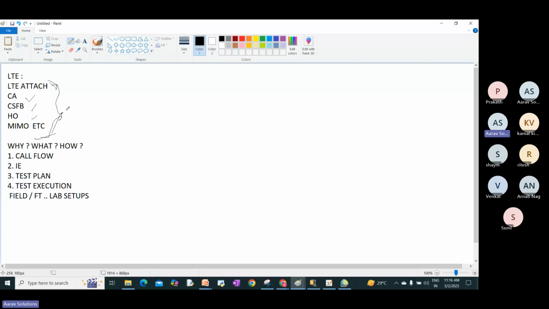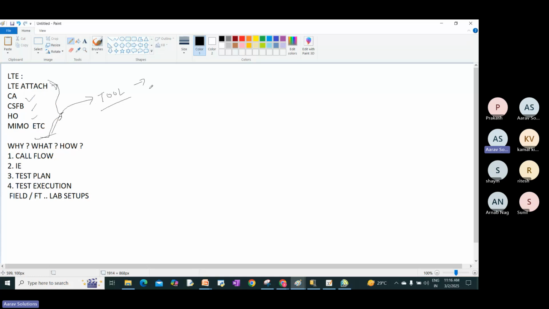Whatever we have covered, we need tool knowledge for the log analysis, because end of the day log analysis is the key, which we need to find a bug and to understand the call flow in the log. For all these purposes, what we need is knowledge of the tool.